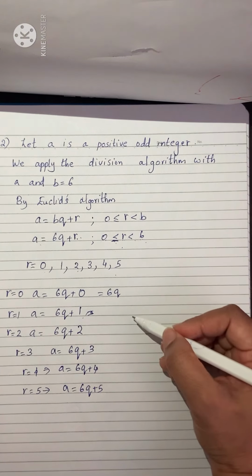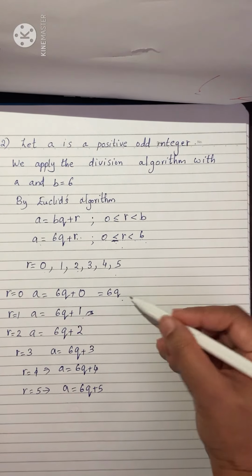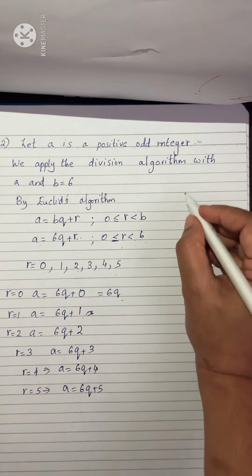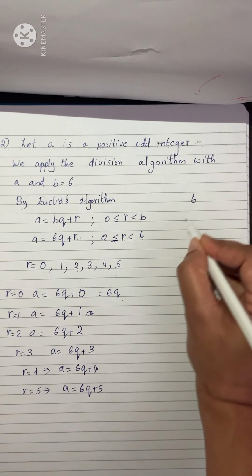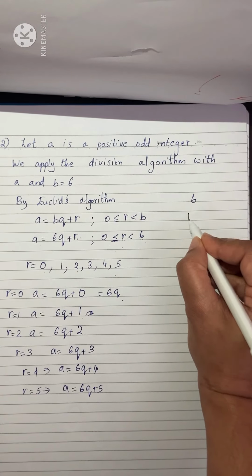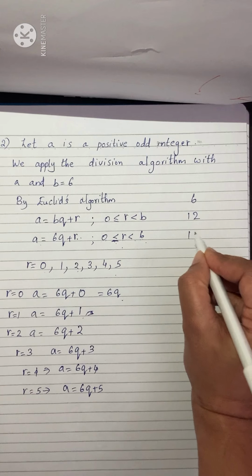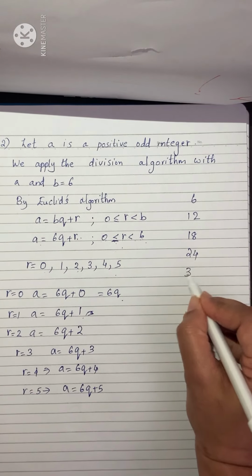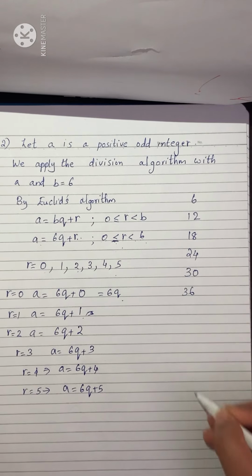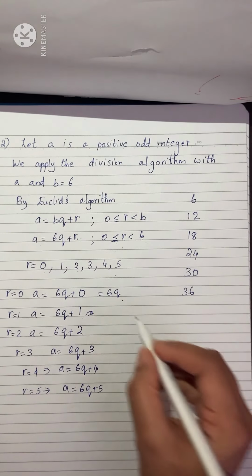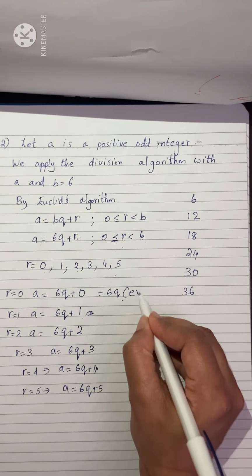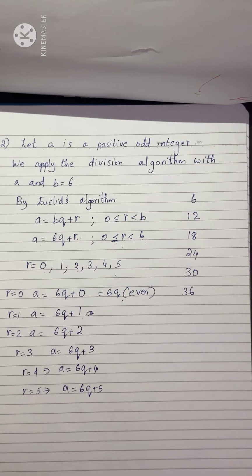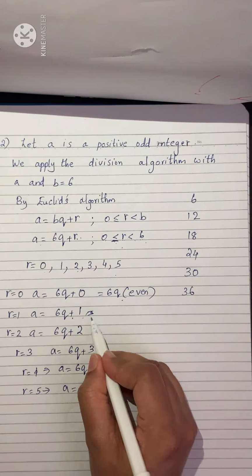Now q is some integer. In the question it is given that q is some integer. So if q is equal to 1, we can write 6, then 6 2s are 12, 6 3s are 18, 6 4s are 24, 6 5s are 30, 6 6s are 36. Like this, the table of 6 will come here. So this is even.